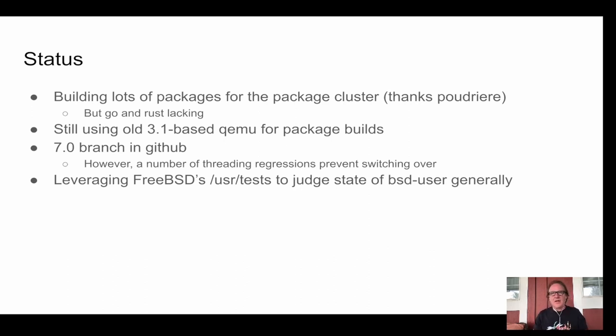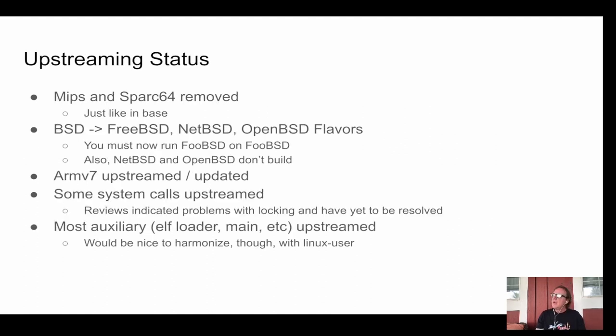And like I alluded to on the last slide, we're leveraging the user test that FreeBSD has to judge the state of BSD user. Now, upstreaming status. These are changes since either the code that was in upstream or the 3.1 version that is our current stable QEMU version.